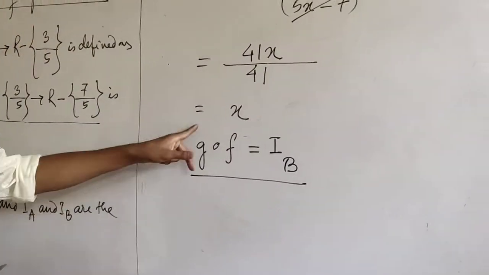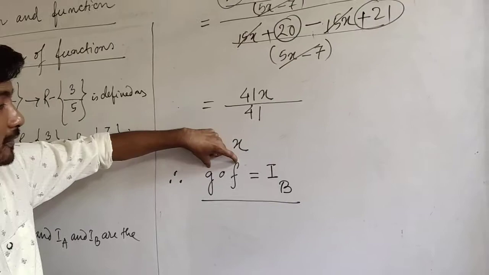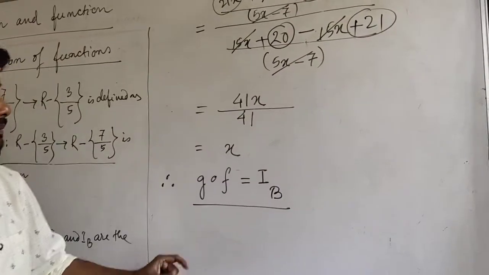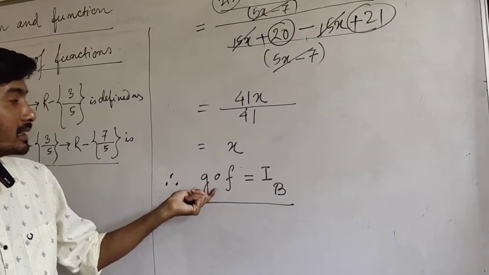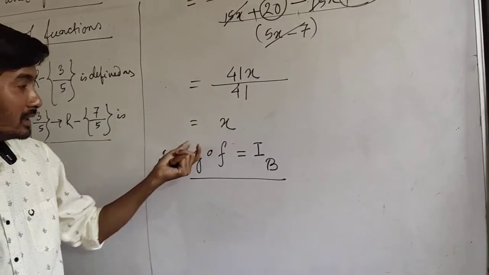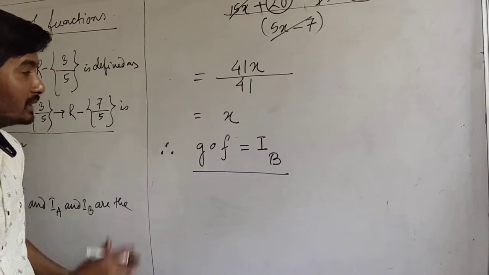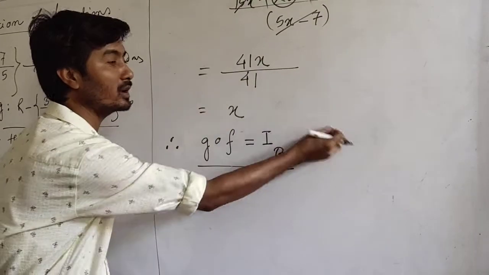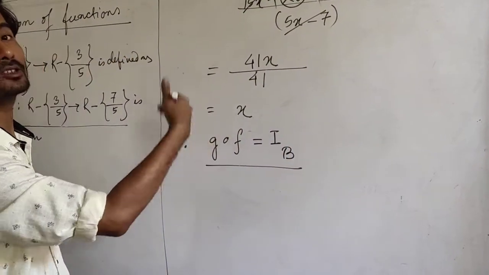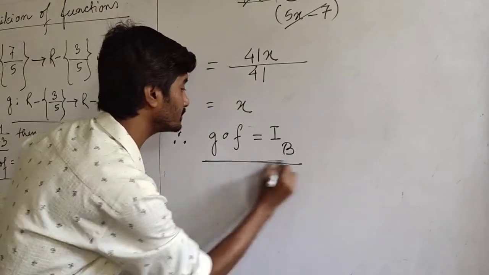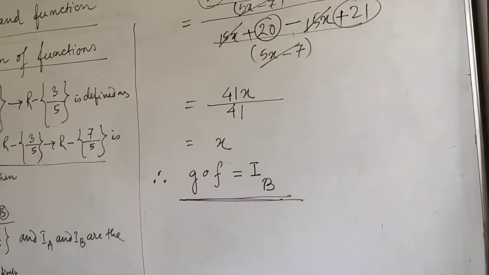So this is how we can establish that ZOF is the identity function in B, because it gives us the same image as the preimage we take. It means if I take 1 here, the image will be 1. If I take 2 in the domain, the image will be 2, and so on. So this is how we can establish that ZOF equals identity in B.